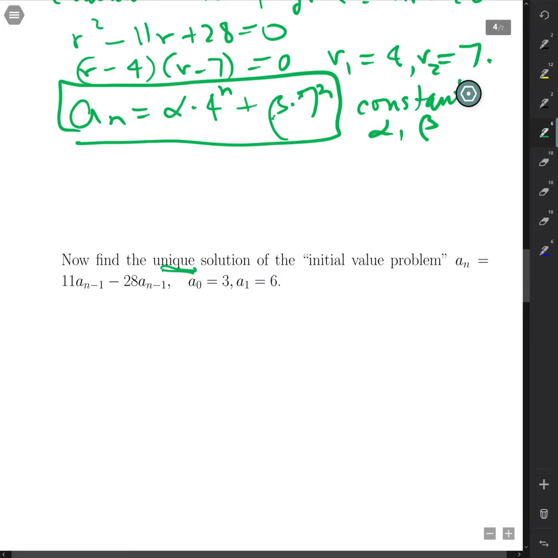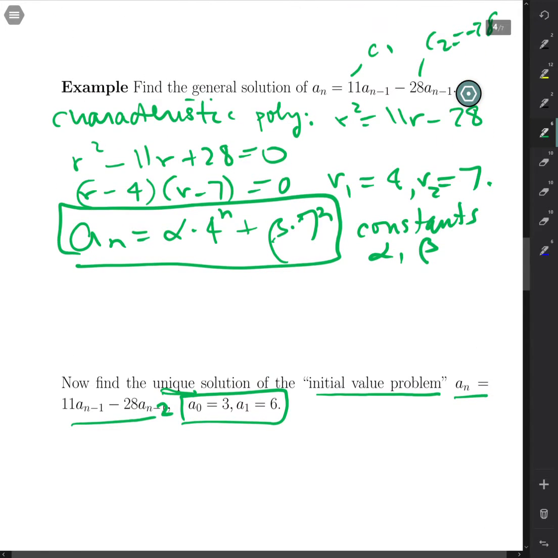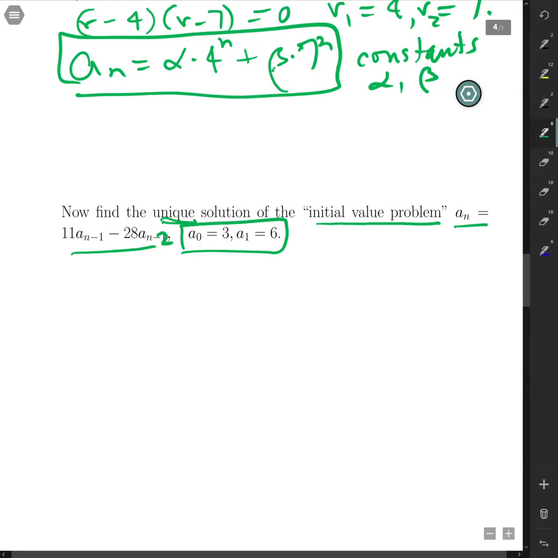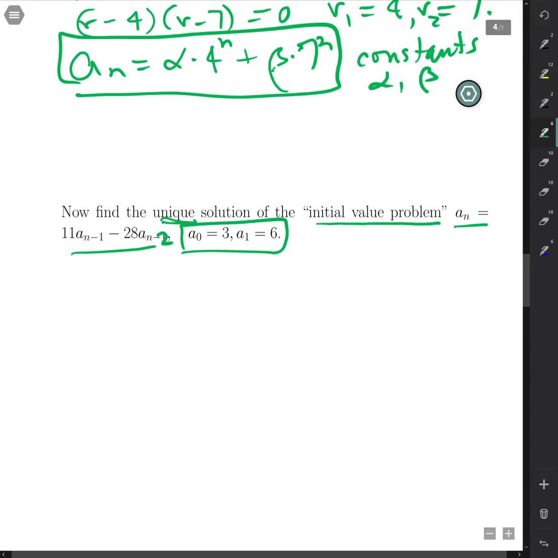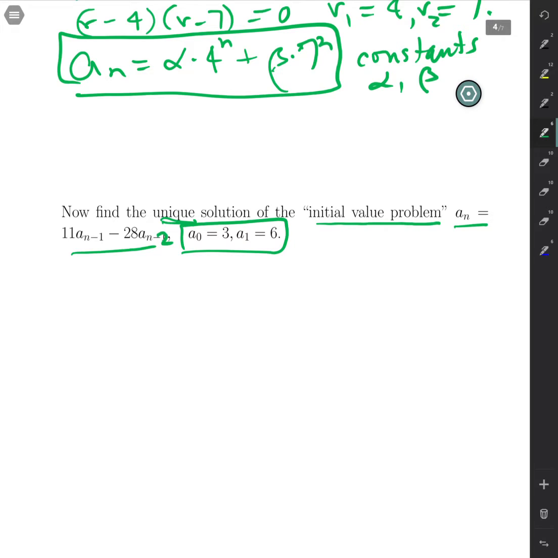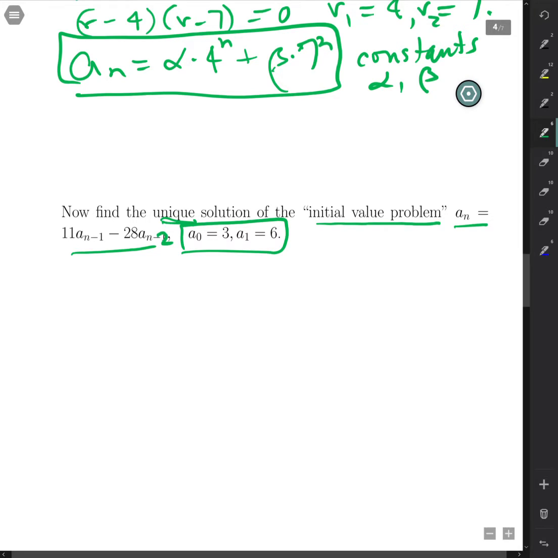And now the next part we're going to say is, can we find the unique solution, the one and only solution of the initial value problem that gives us the same recurrence relation, but we're now given some initial conditions. Since it's order 2, that should be a 2 there. I hope that's what I had before. I did not. That should be a 2 as well. Since it's order 2, we will need 2 initial conditions to pin it down. So make sure you catch that change I made there. The second one should be a sub n minus 2. I didn't realize I had a typo there.